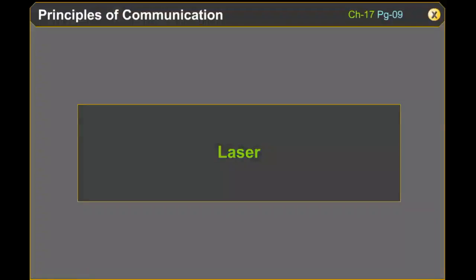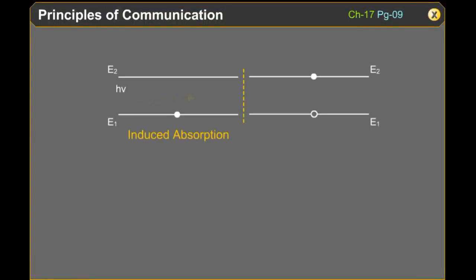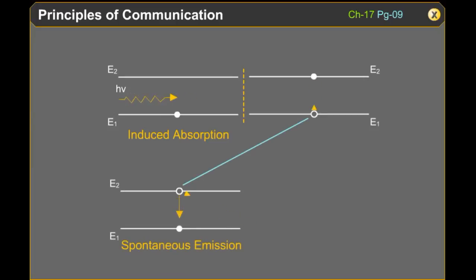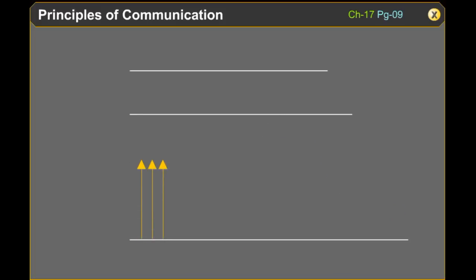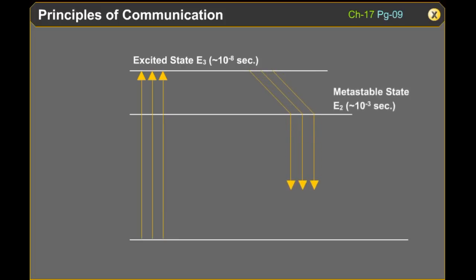Laser. The working of the laser is mainly in the following steps. When an atom in the ground state absorbs one of the photons, it is raised to the excited state. The atom in the excited state may decay spontaneously, emitting a photon of energy h nu equal to E2 minus E1 in any arbitrary direction. This is called spontaneous emission.